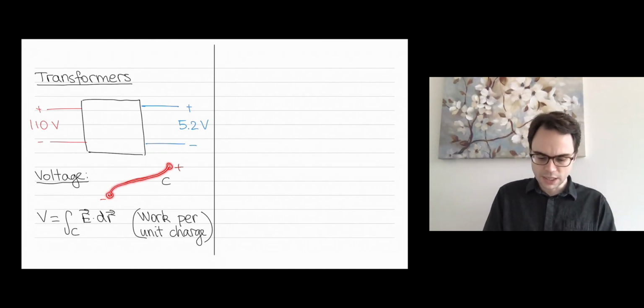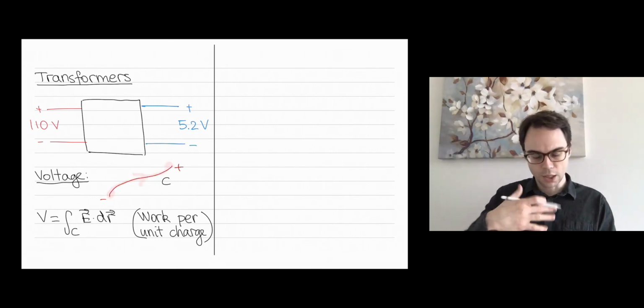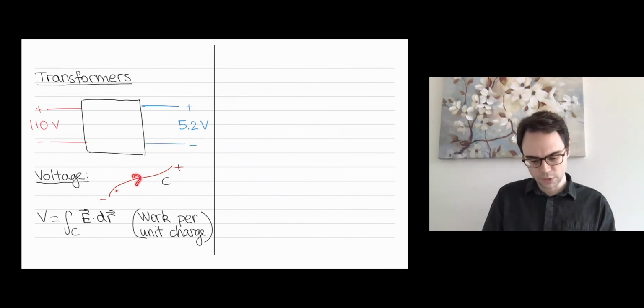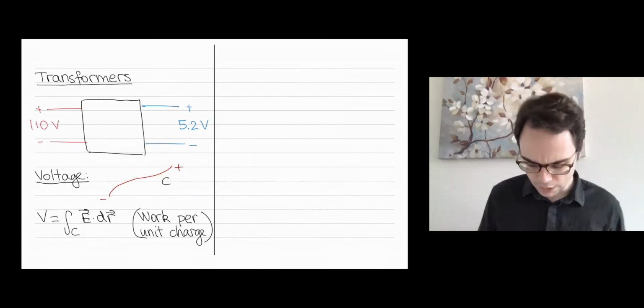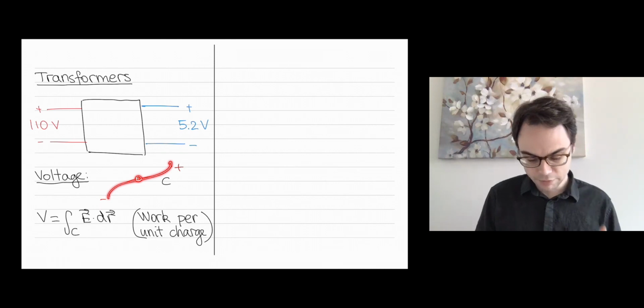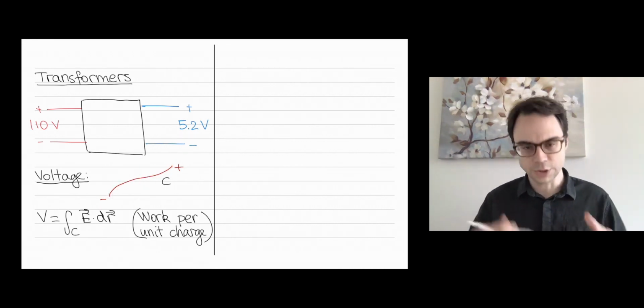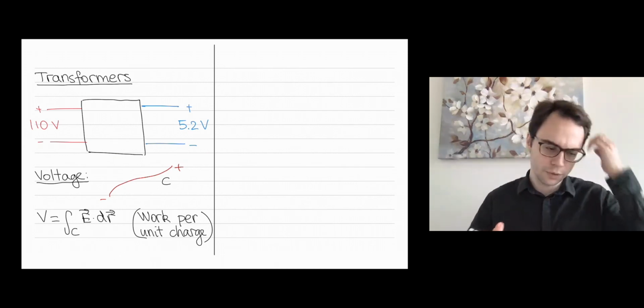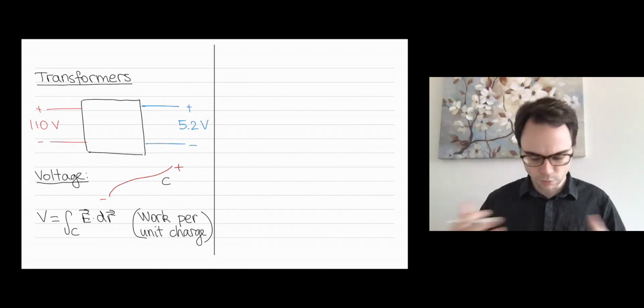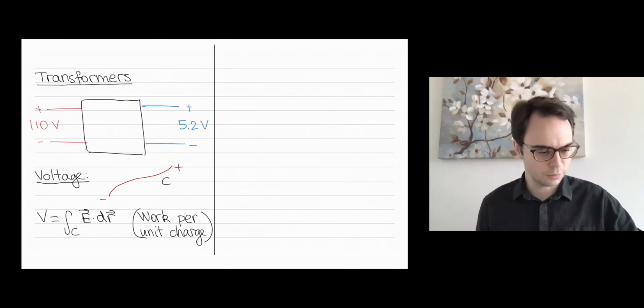It takes some force acting on a particle to move it from one end of the wire to the other. On the other hand, if the voltage is negative, then a positive charge will have a tendency to move along this wire in the given direction. But if I have a negative charge, then it's the other way around. If the voltage is positive, then the charge wants to move along the wire by itself, without you having to exert a force.